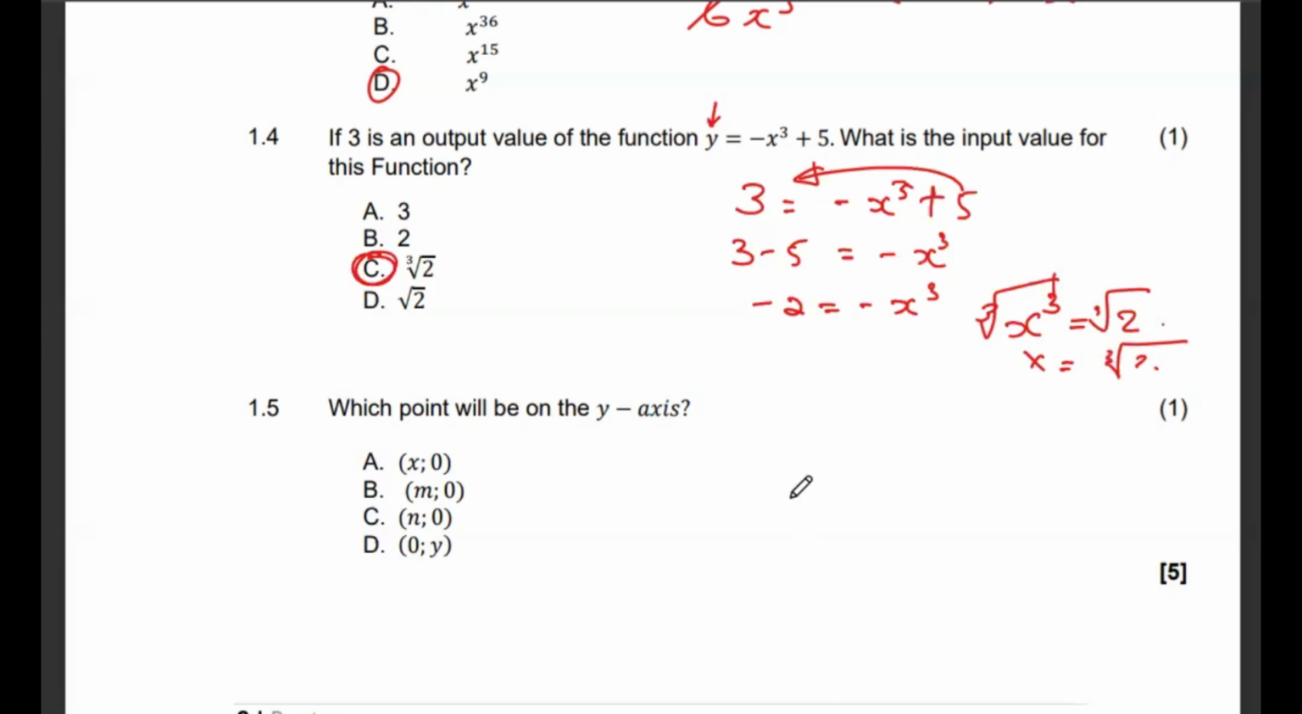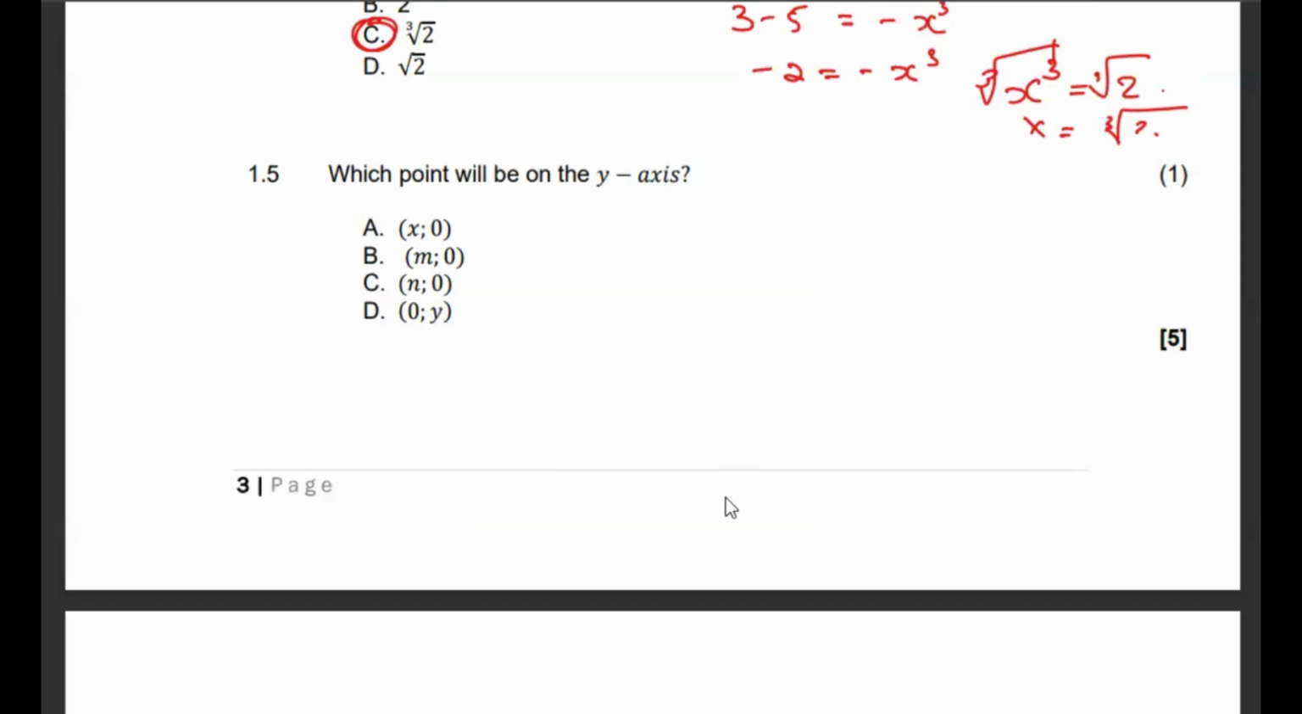Then lastly, which point will be on the y-axis? We know that on the y-axis, x needs to be 0, and x is always the first point in any ordered pair. So (0, y) is the correct option there.